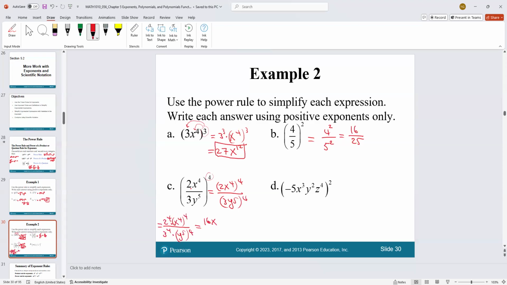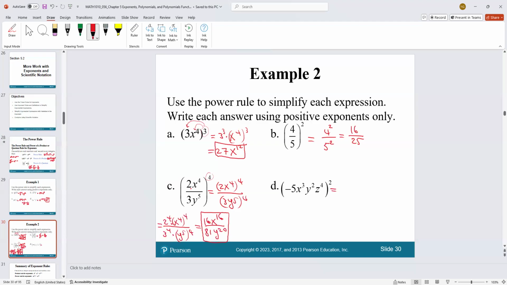Power of a power, we multiply the exponent 4 times, so it is x power 16 over 3 power 4. 3 times 3 times 3 times 3, 4 times, I make it 81. Y power 20. Now, between 16 and 81, they don't have anything in common. We're going to leave it as is. But if there was any common factor, we're supposed to simplify.